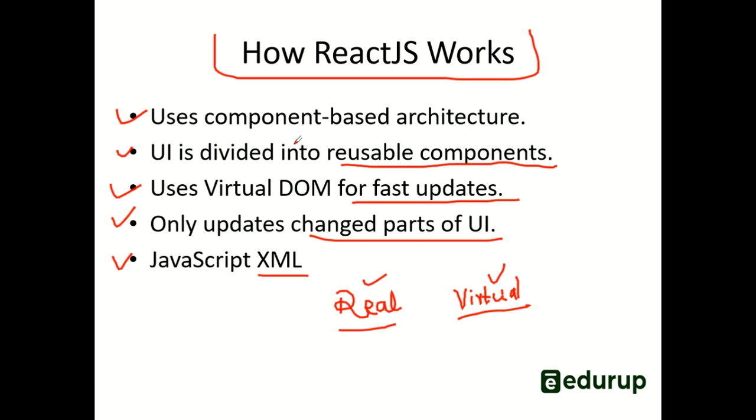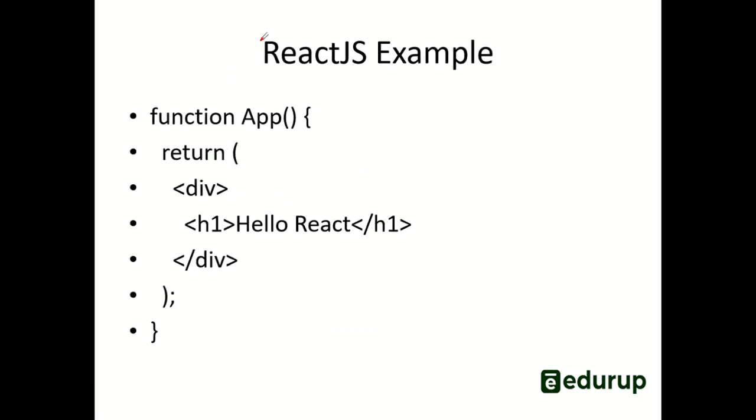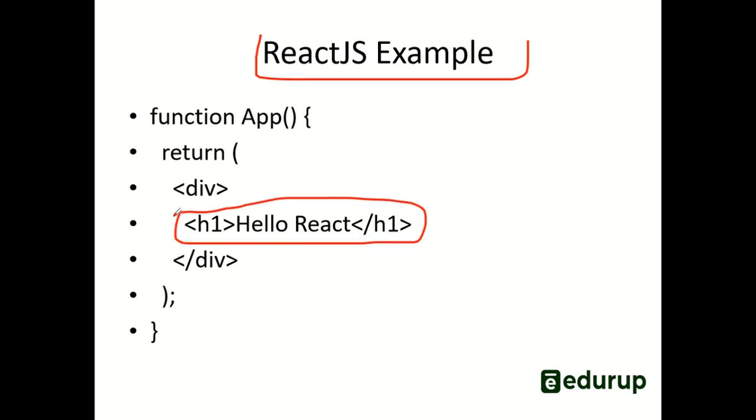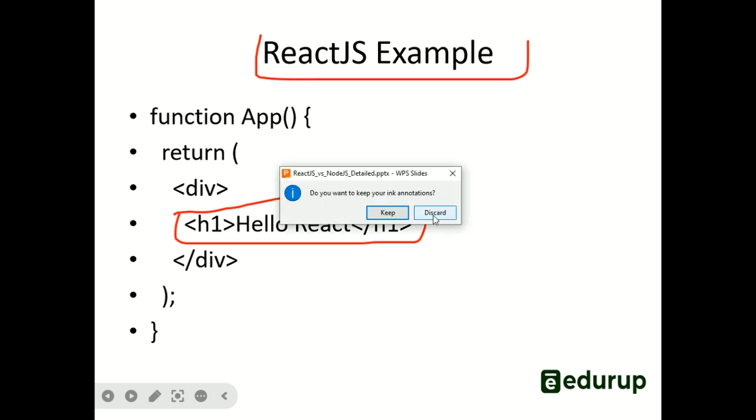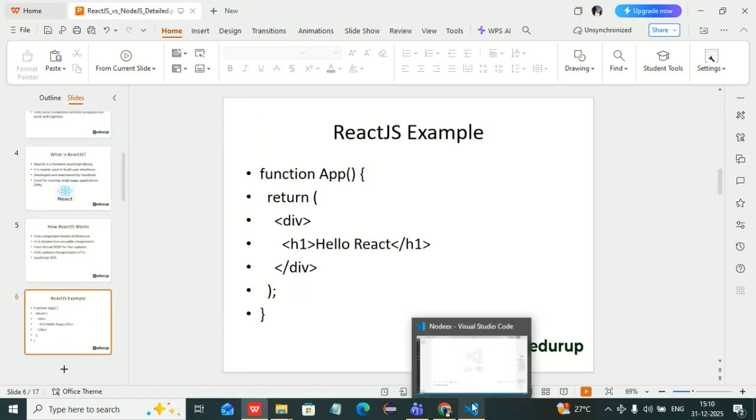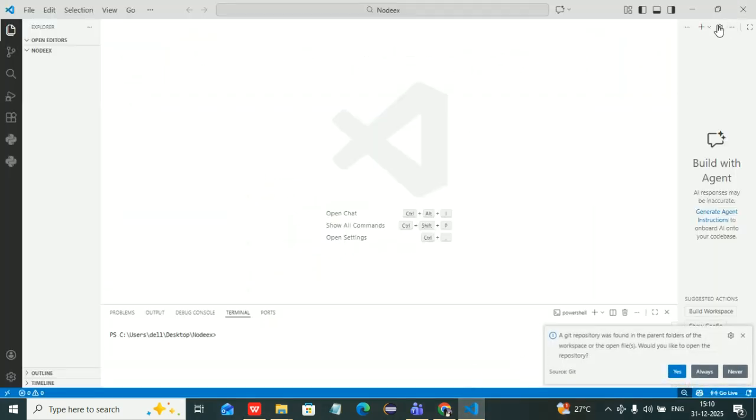Okay, you now know what ReactJS is and how ReactJS works. Next we will be moving on to some examples. See the example here. We are taking a function application, App, and this function returns a div. Inside that, a heading is going to be returned. How can we create the React example? Let's see. I'll show you with VS Code how things will be working.